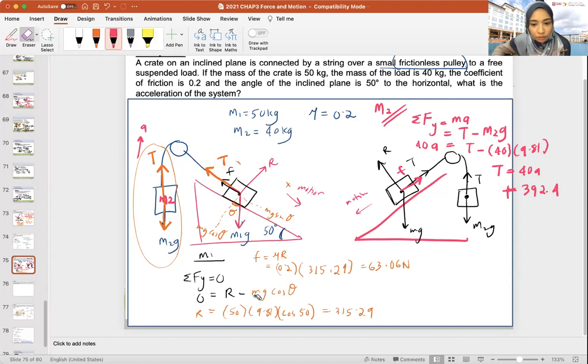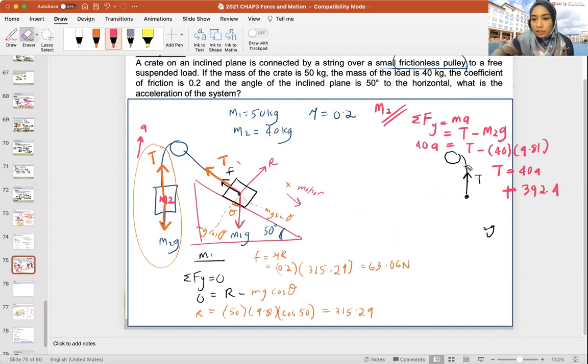Okay. So back to our mass number 1. We have to solve for T so that we can equate these together. So let's do that. We will erase this because we don't need it, it's the same. If you want to try it yourself, you can try the flipped version of this free body diagram. So let me rewrite this nicely. 392.4.